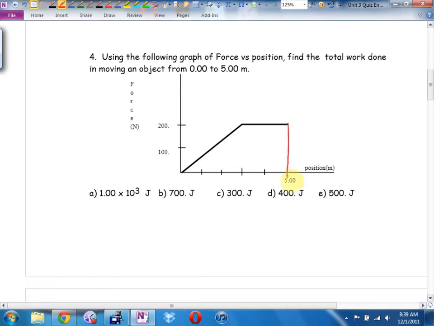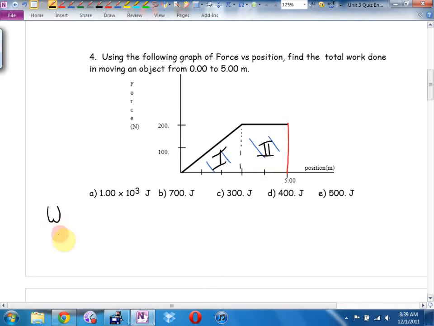It's going to be that area. Now, that shape is a trapezoid. Who knows the area of a trapezoid equation? The reason you don't know it is, it's kind of redundant. Really, what almost everyone does is they go, okay, I'm going to call the triangle area 1 and the rectangle area 2.